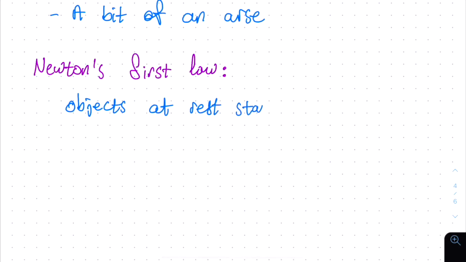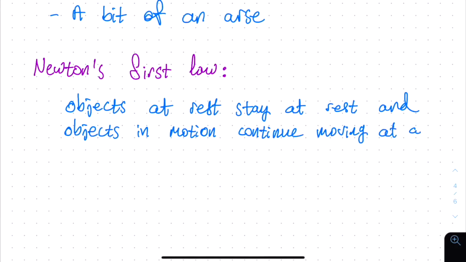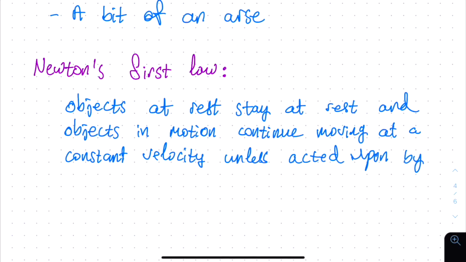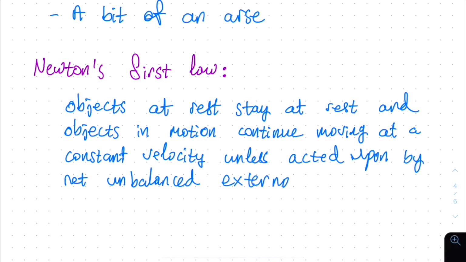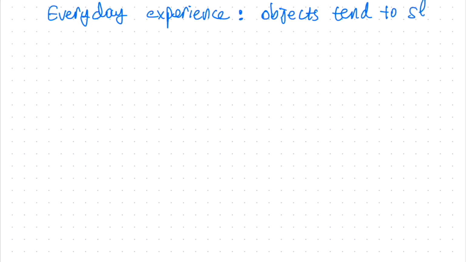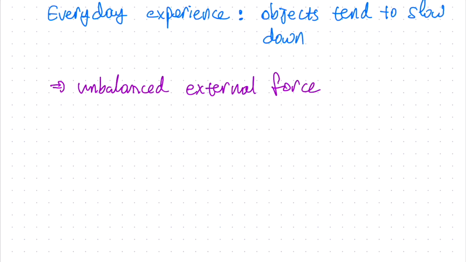Newton's first law states that objects at rest stay at rest, and objects in motion continue moving at a constant velocity, unless acted upon by a net unbalanced external force. Now, our everyday experience says that Newton's law is wrong. It says that objects tend to slow down. For example, if I slide my keys across the table, they tend to slow down and stop. But that is because there are unbalanced external forces acting on the keys, and those are the forces of friction.